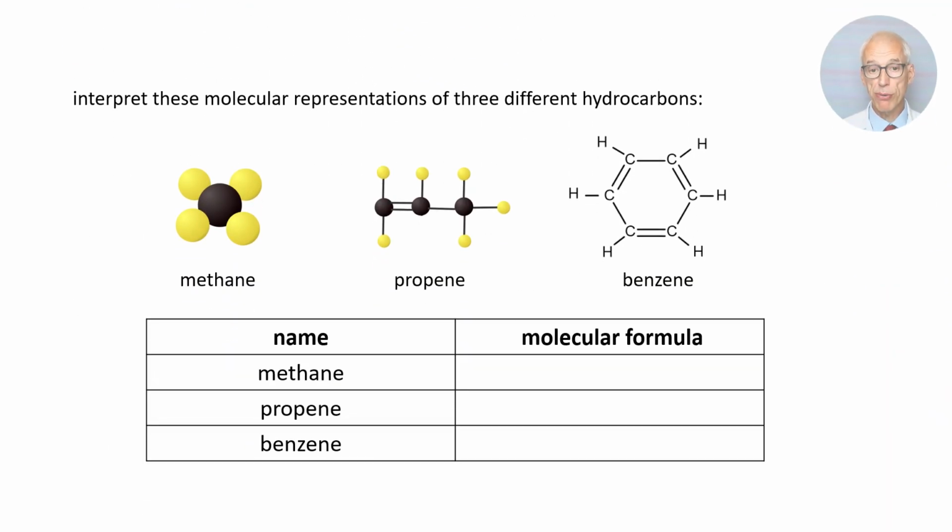Here are 3 problems requiring you to interpret 3 different molecular representations. Each of them are hydrocarbons. The yellow atom is hydrogen, and in this diagram the black is carbon, and that's the case for propene. I've used the element symbols for benzene. Here are the 3 names.